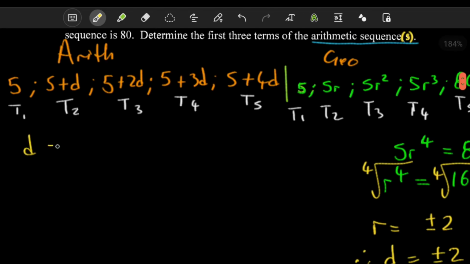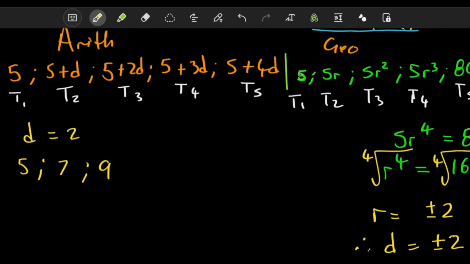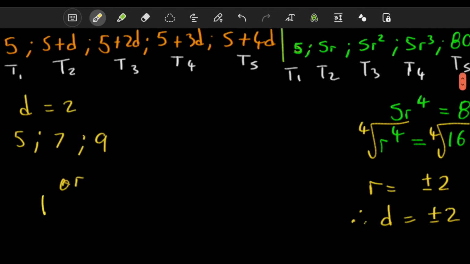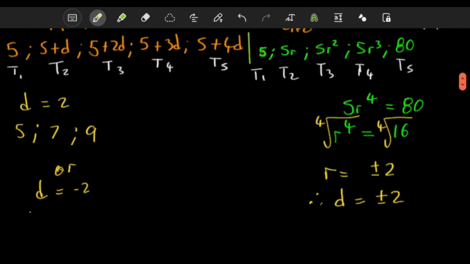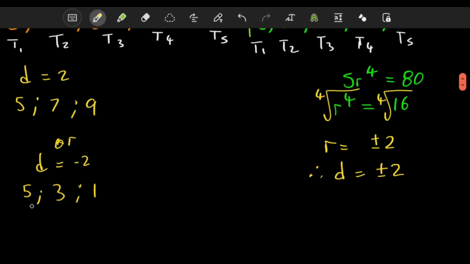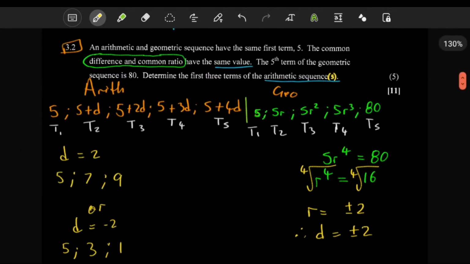So here where d is equal to 2, we know that you're going to have 5, and then 5 plus 2 here is going to give you a 7. 5 plus 4 here is going to give you a 9. You see, this is sequence number 1. The second sequence, this is where d is a negative 2. If d is a negative 2, your sequence obviously starts with a 5. Here it's like 5 minus 2, right, which is going to give you a 3. And then here 5 minus 4, right, which is going to give you a 1.